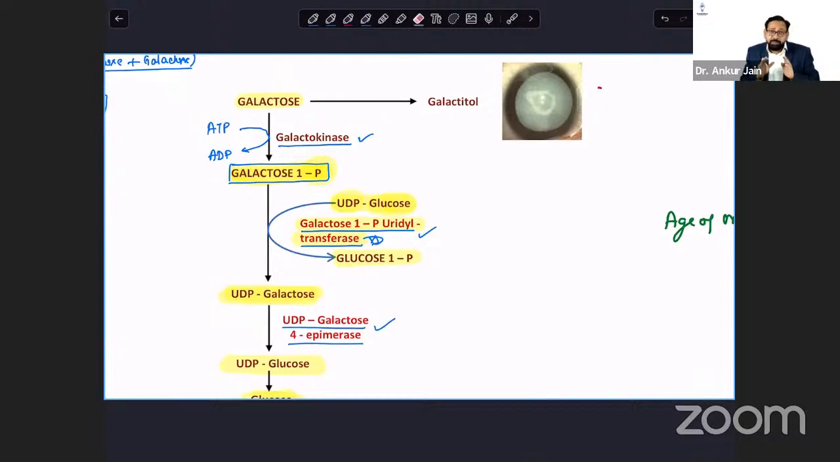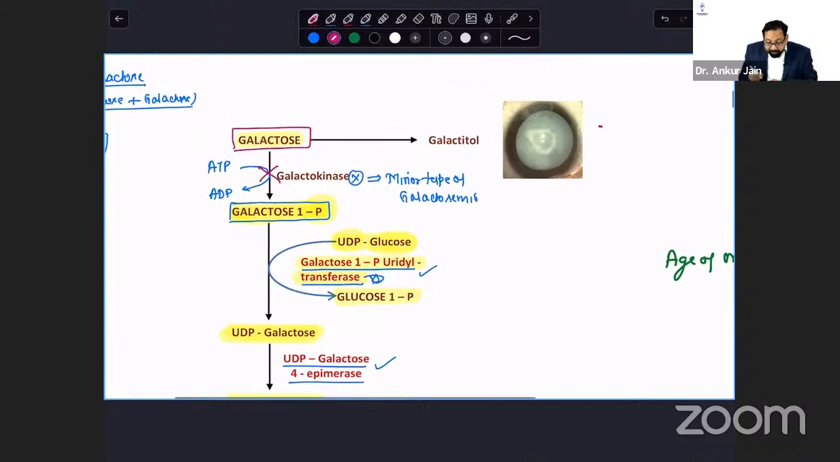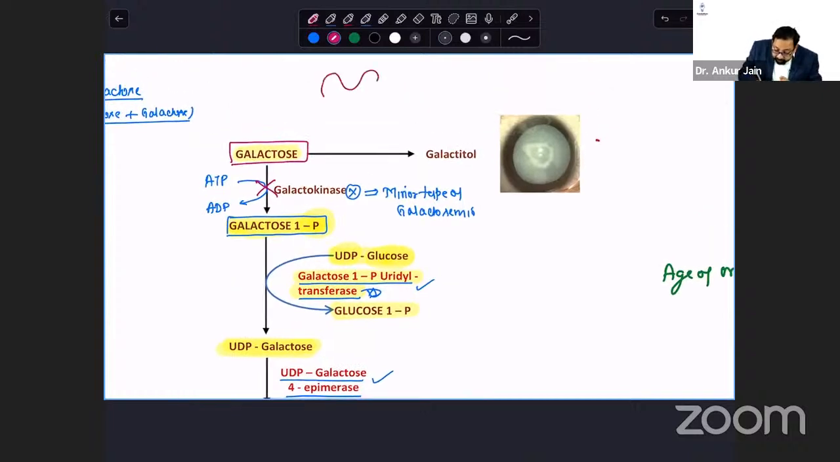If galactose metabolism is asked, you must write galactosemia. If galactokinase is deficient, it is called the minor type of galactosemia. Galactokinase is not working, so this galactose will not be metabolized. This galactose will accumulate in blood. When galactose accumulates in blood, it will be freely filtered via glomeruli. Galactose is freely filtered.